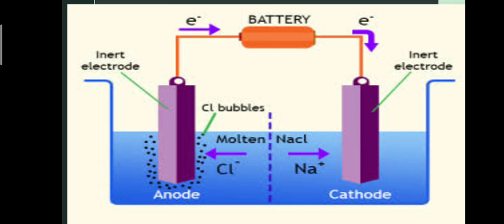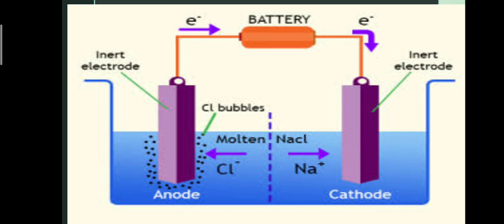And at the anode, chlorine will lose its electron and give it to the anode and will be freed as Cl2. And similarly, sodium will take an electron and convert to sodium metal, so reduction takes place at the cathode. Addition of electrons takes place at the cathode.